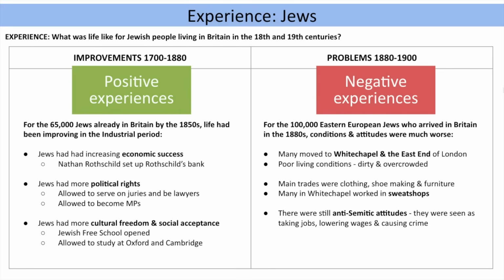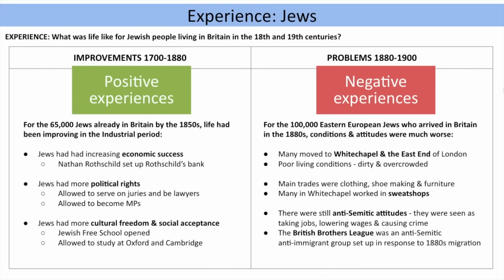And there's very severe anti-Semitic attitudes, and those anti-Semitic attitudes actually get worse in response to the mass migration of Jews from Eastern Europe in the 1880s. So all those negative stereotypes that we've seen previously, accused of taking jobs, lowering wages, and causing crime, we still see them in this time period, and in some ways they get even worse.